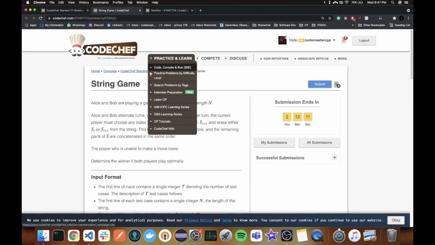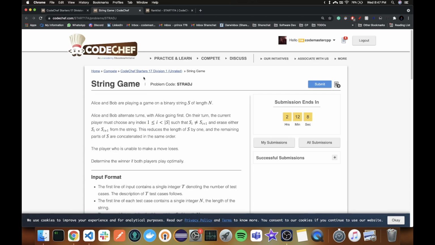Alright, string game. Alice and Bob are playing a game on a binary string S of length n. Alice and Bob alternate turns, with Alice going first. On their turn, the current player must choose an index i that is less than the final index n, such that Si is not equal to Si plus 1. That is why it cannot be the final index, and it is either i or i plus 1. So this reduces the length by 1 and the remaining parts are concatenated. The player who is unable to make a move loses. Determine the winner if both players play optimally.